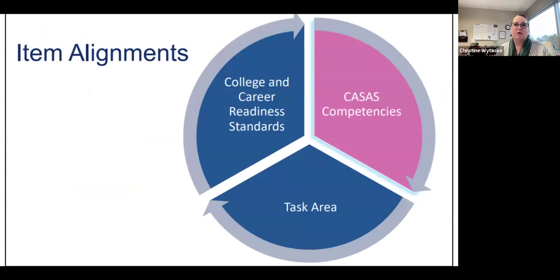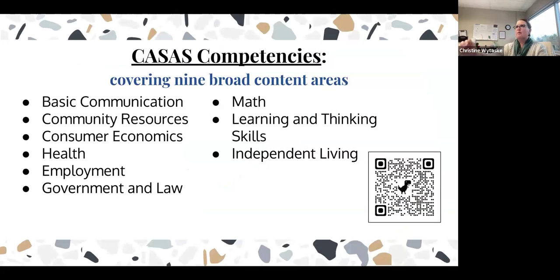Okay. So that was the standards, the ELP, the CCRS. Now the CASAS competencies. For those of you that are maybe new to ABE or haven't dug into the competencies yet, in general, they cover 9 broad content areas. They're listed here. There is a QR code here if you want to pull it up on your phone in the session, but we also have it linked. And I believe most things that are underlined in my slides are linked to the actual PDF of the resource, and we have a PDF in our participant folder as well.